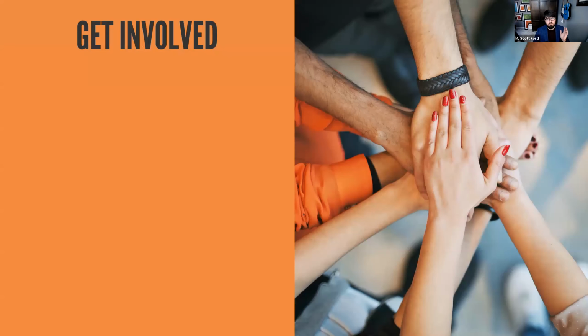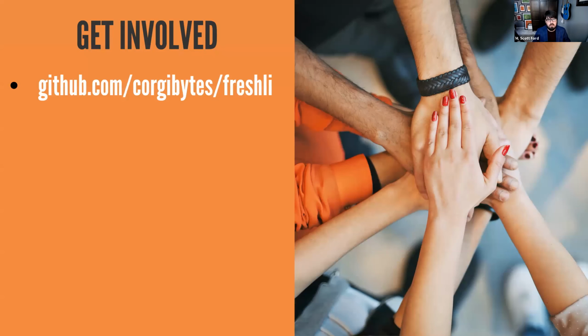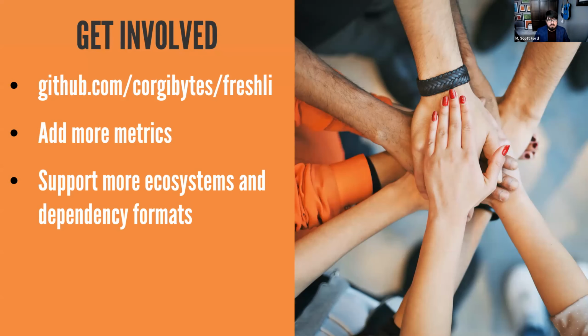If you're interested to get involved, you can head on over to GitHub and take a peek at the project. Ways that you could help would be to add more metrics, such as other dependency freshness measures. There are some in the paper that I referenced earlier by Joel Cox that I'd like to get implemented, and then also something that looks at security. I'd like to support more ecosystems and dependency formats.